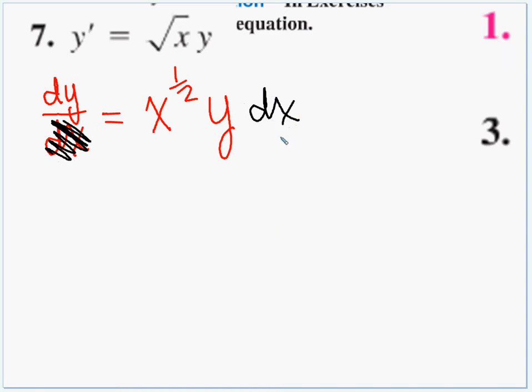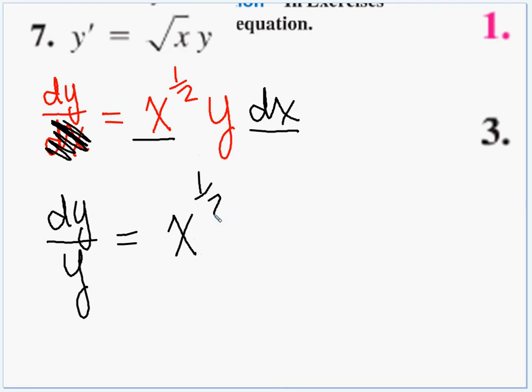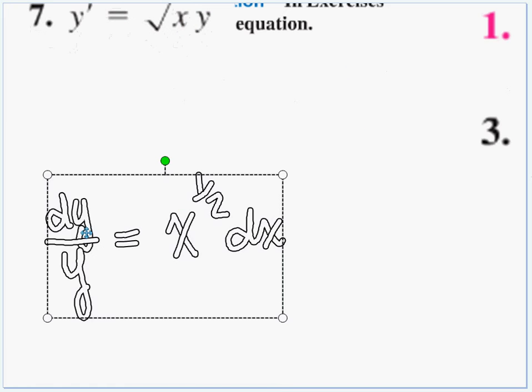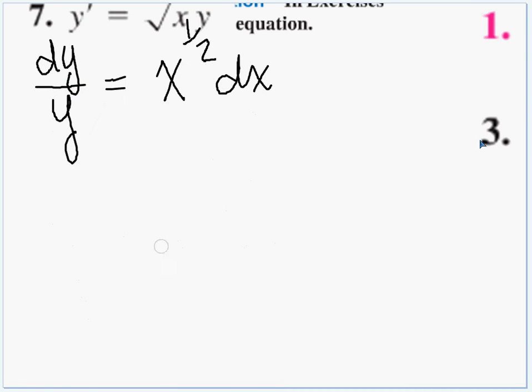Now the dx is on this side, so there's our x and our dx. Let's divide by y. So over here on the left, dy over y. That's looking like natural log. And then here we got x to the half dx. Okay, left side, dy over y, that's a natural log of y.